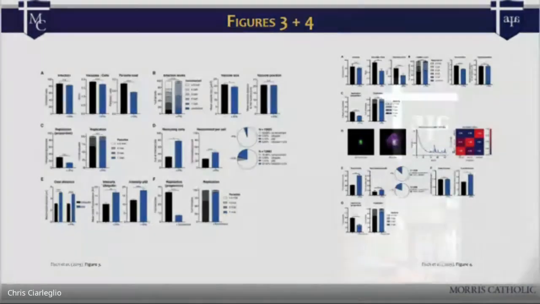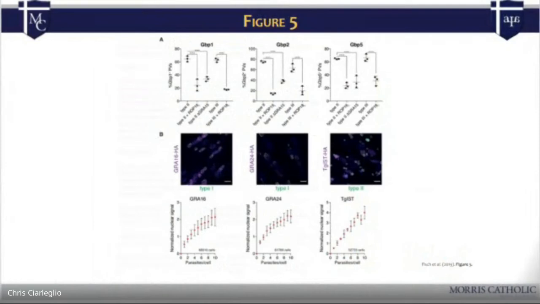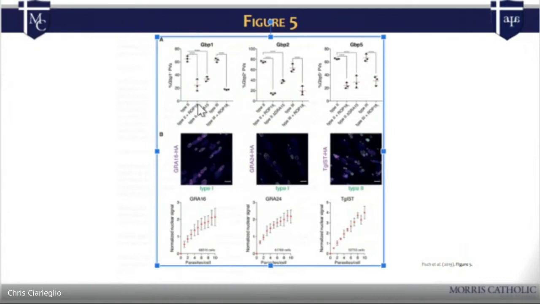So if we go back to here, although the authors present some applications of this analysis pipeline, it would be advisable to provide additional data demonstrating that Herman can detect additional previously established phenotypes, such as those for rope 18 and rope 5, which you're like, what is that? I don't know what that is either. That's not the point. The point is that it can show that these proteins are induced or something like that. And if you go to figure 5, that's exactly what they did. Rope 15, rope 18, right here and here.